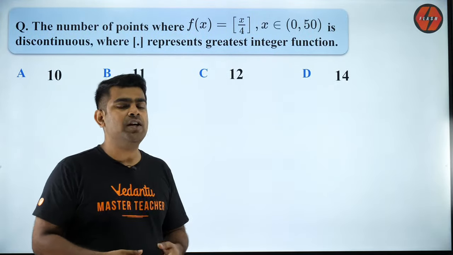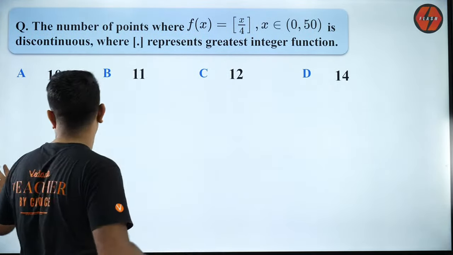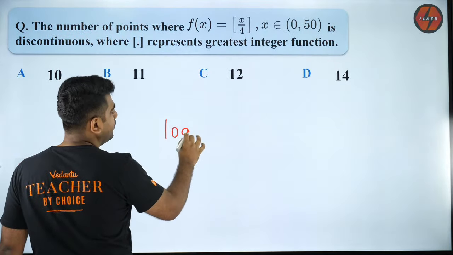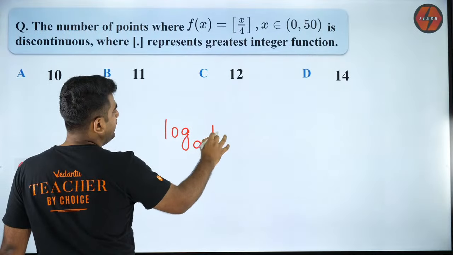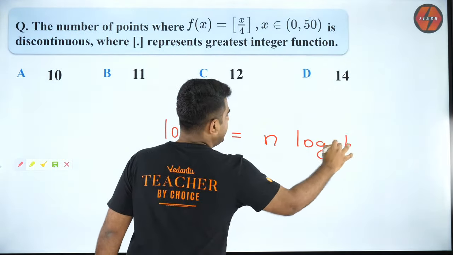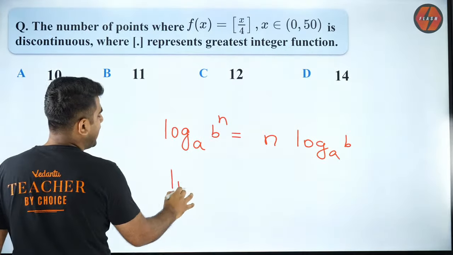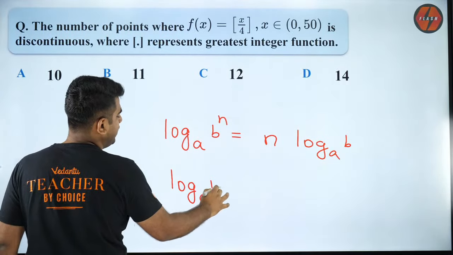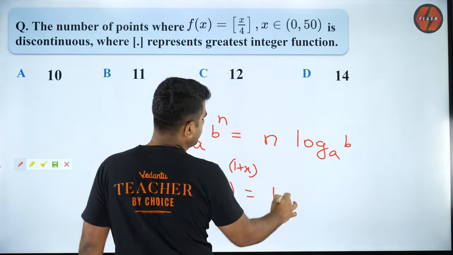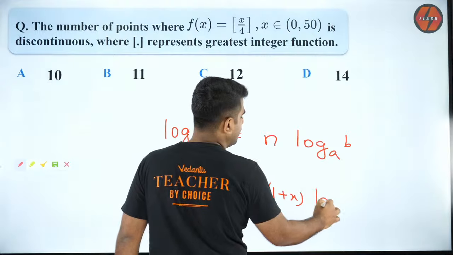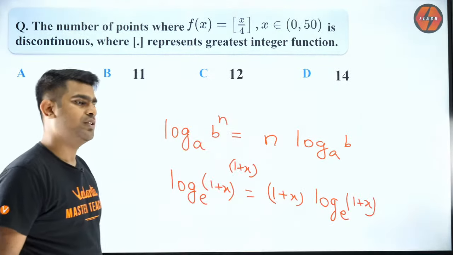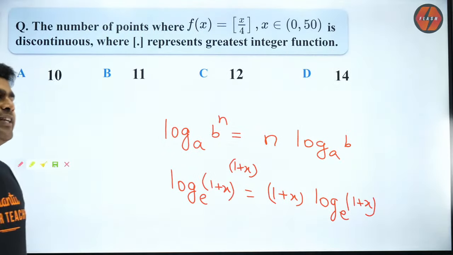Pramesh, that is by properties of logarithms. I have taught you in logarithms, no? When you have log of a to the power n, that can be written as n log a. So what did I have? I had log to the base e of (1 plus x) to the power (1 plus x). So I wrote it as (1 plus x) log to the base e of (1 plus x). So this is what I did, Pramesh.